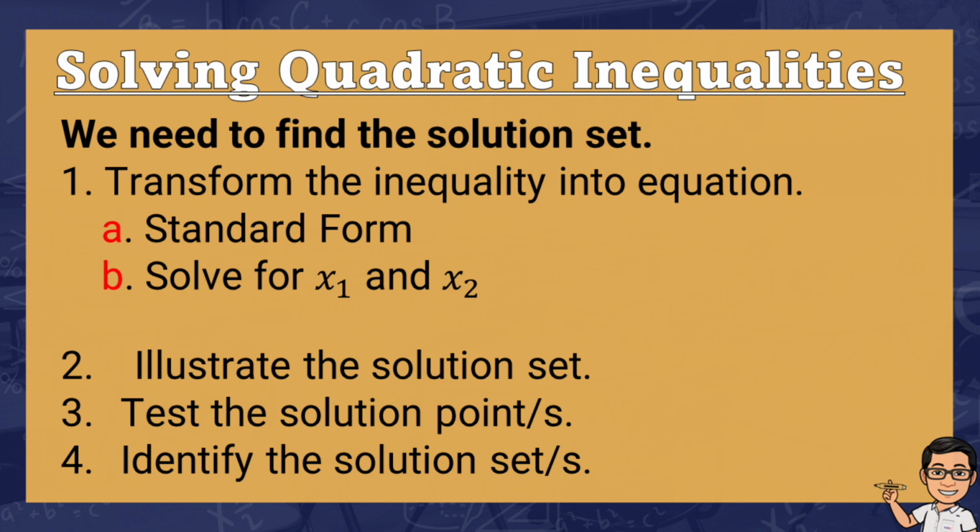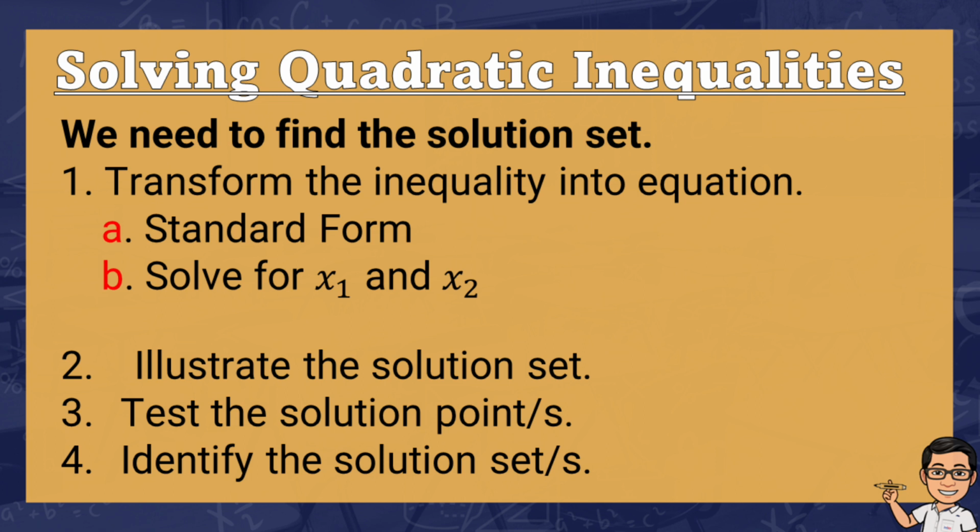Number one step is to transform the inequality into equation first. So paano natin matatransform yung inequality into equation? Yung inequality symbol, papalitan lang muna natin siya pansamantala ng equal sign. Kapag nangyari na yon, we need to transform the equation into its standard form kung hindi pa ito naka-standard form. Then after that, we need to solve for x of 1 and x of 2.